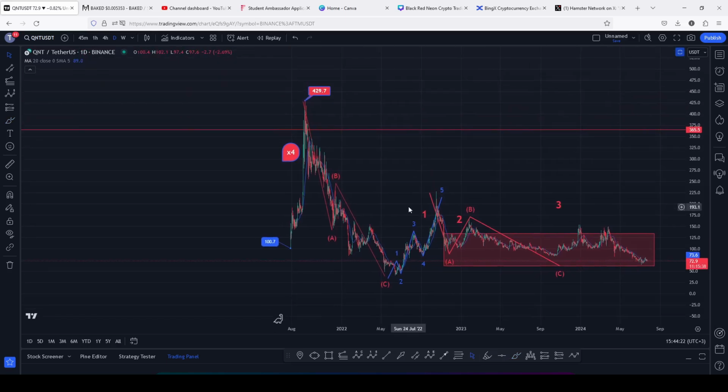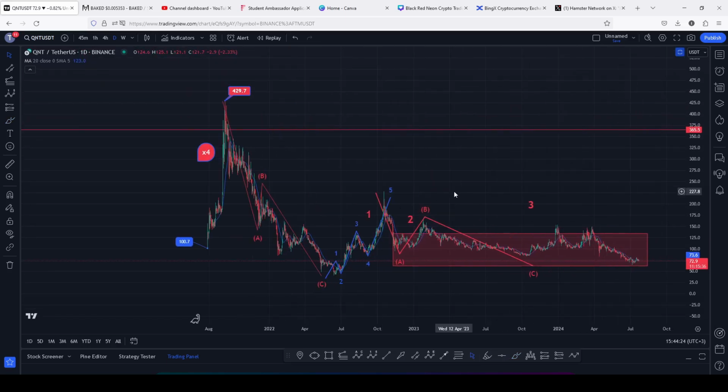And starting the video here on the daily chart by first giving you a recap of what has been happening since launch back in 2021, where we saw a very nice bounce to the upside, taking us to all-time highs above the $429.7. And after we got an all-time high, we started a corrective structure in the bear market, where we got a bear market low below the $40.